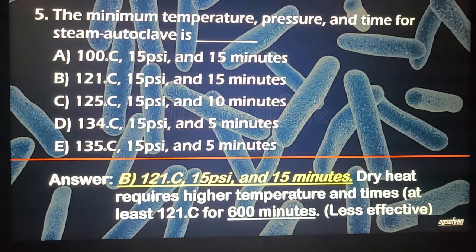in minimum 15 minutes. If we compare this autoclave, which is moist heat, with dry heat like incineration, then dry heat requires higher temperatures and more times. Example, if we use incineration at the same temperature, 121 centigrade, then it requires 600 minutes or about 10 hours. Okay, so moist heat like autoclave is better or more effective compared to dry heat.